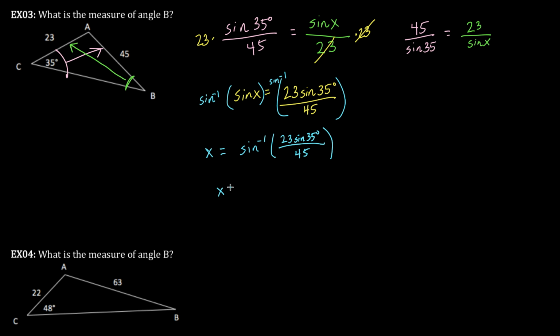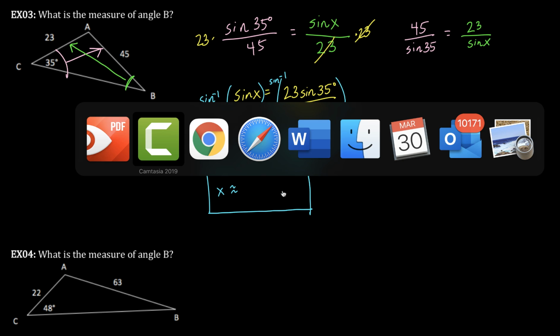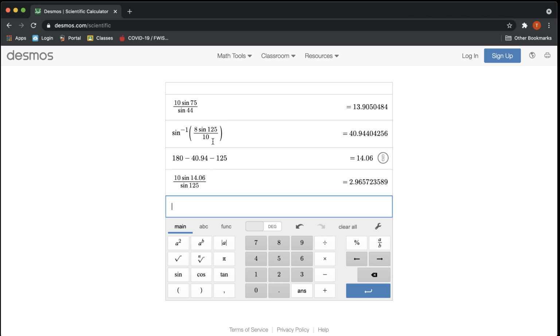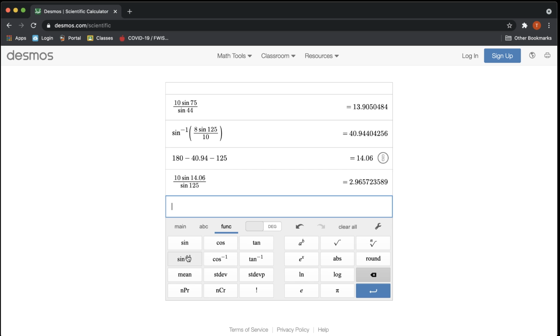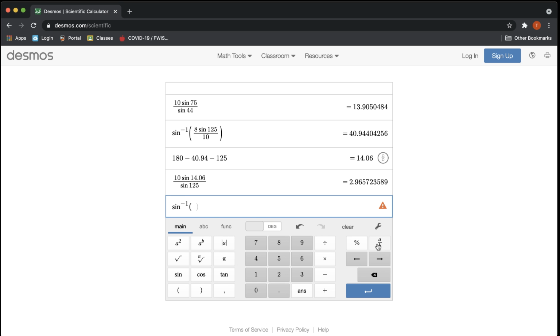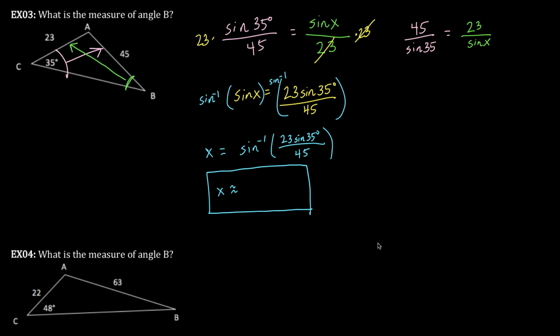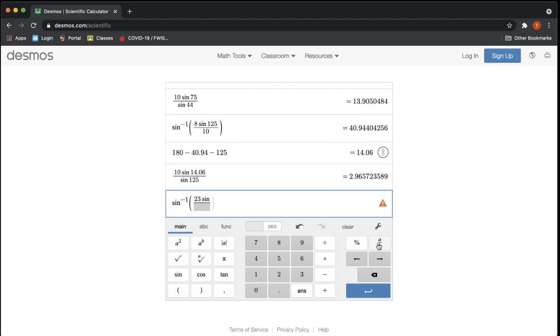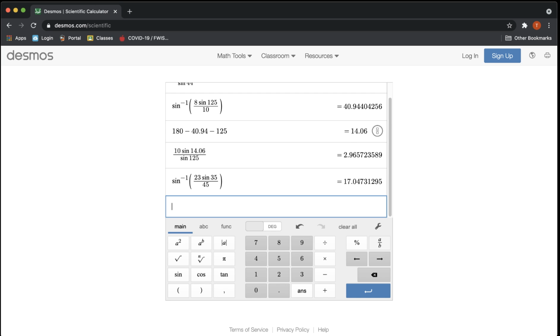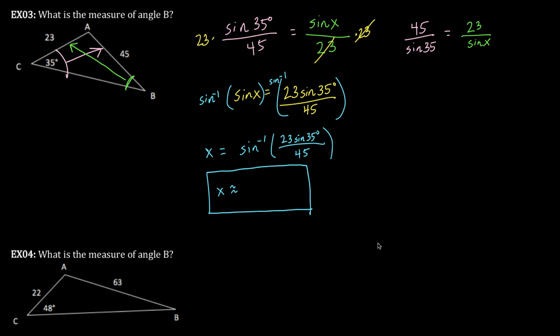So x is approximately inverse sine of 23 sine 35 over 45. That's approximately 17.04, 17.05.